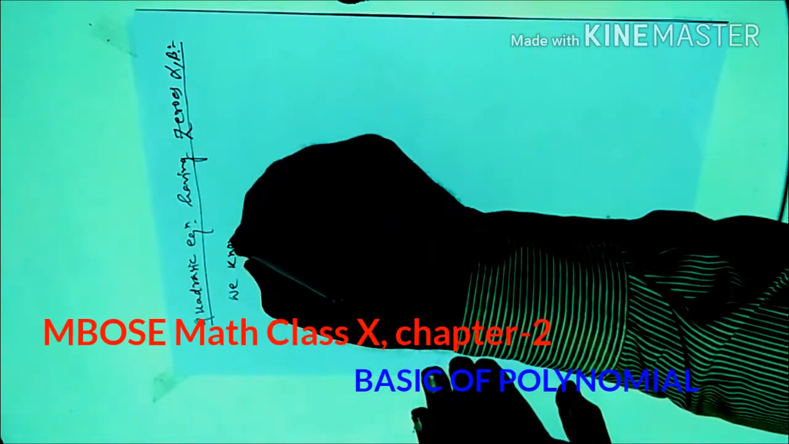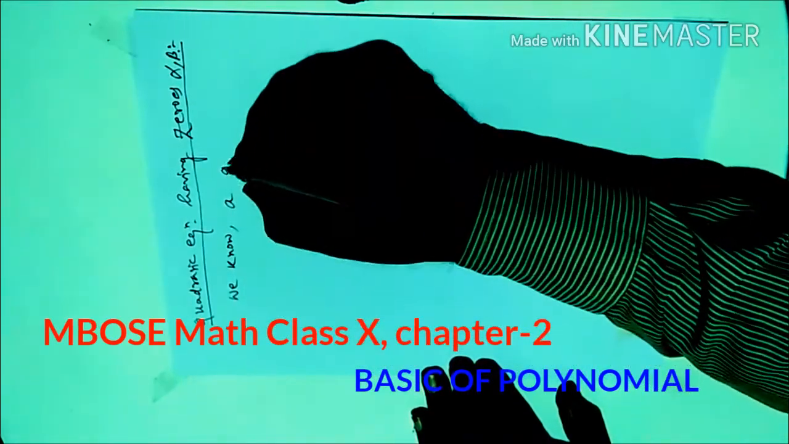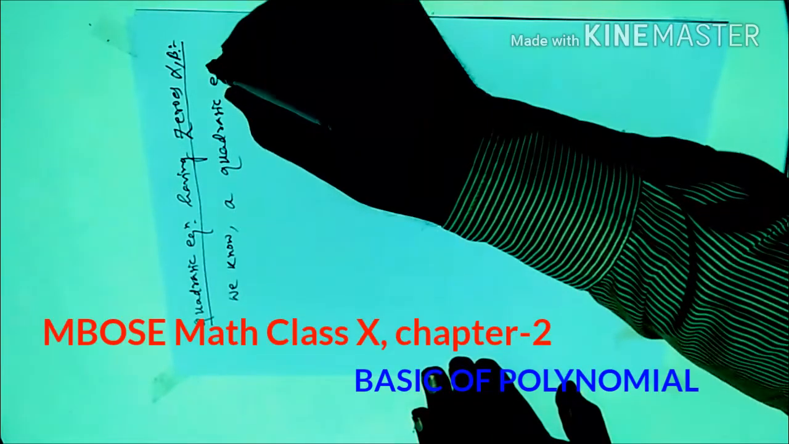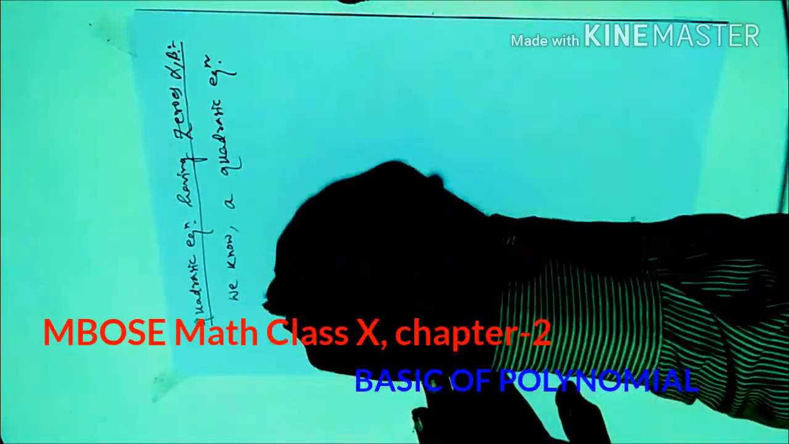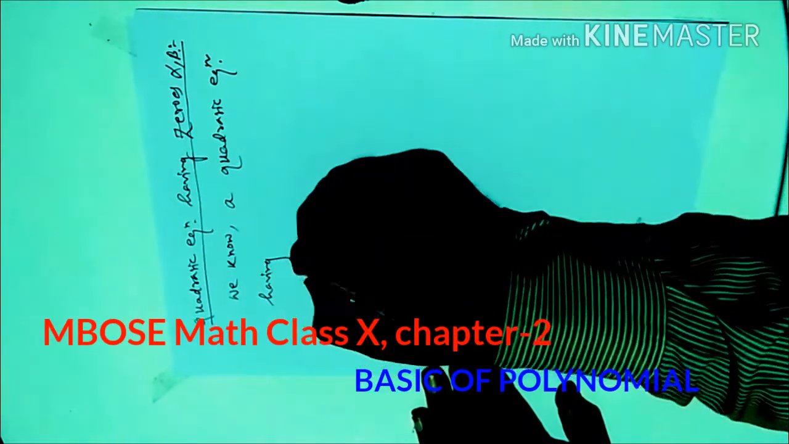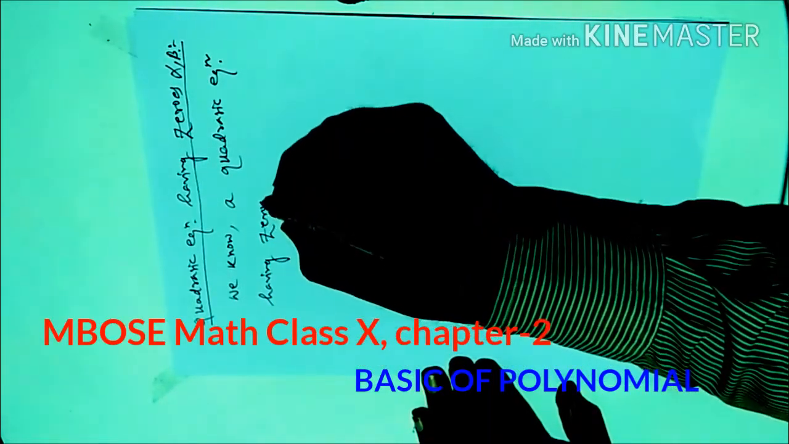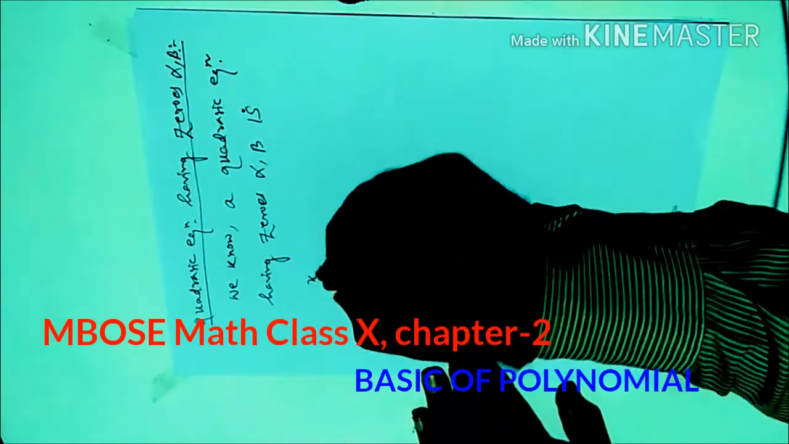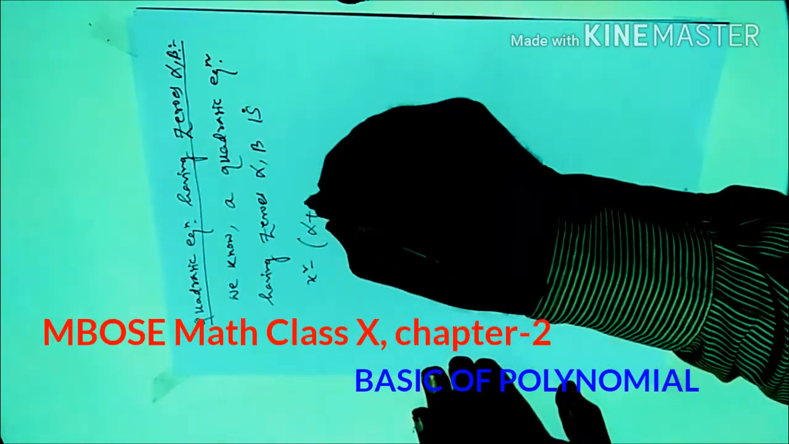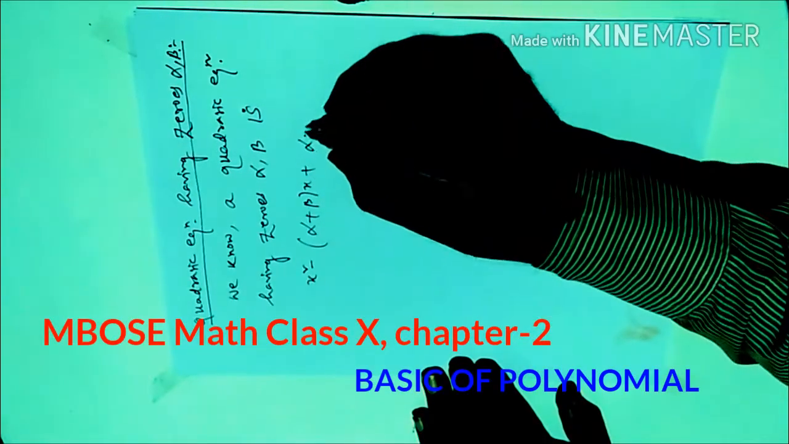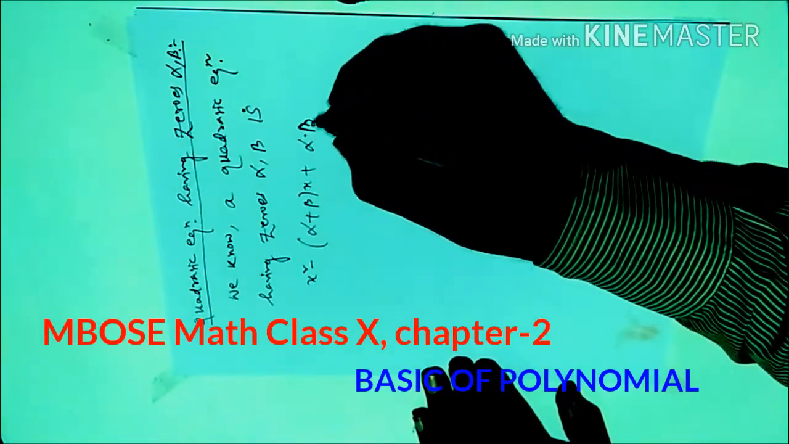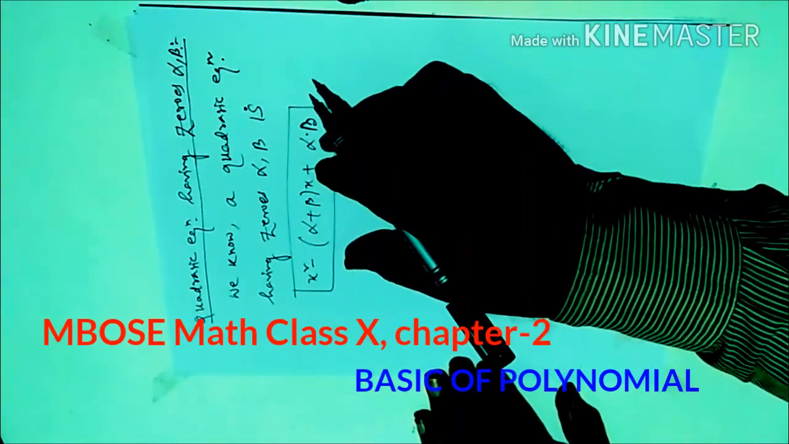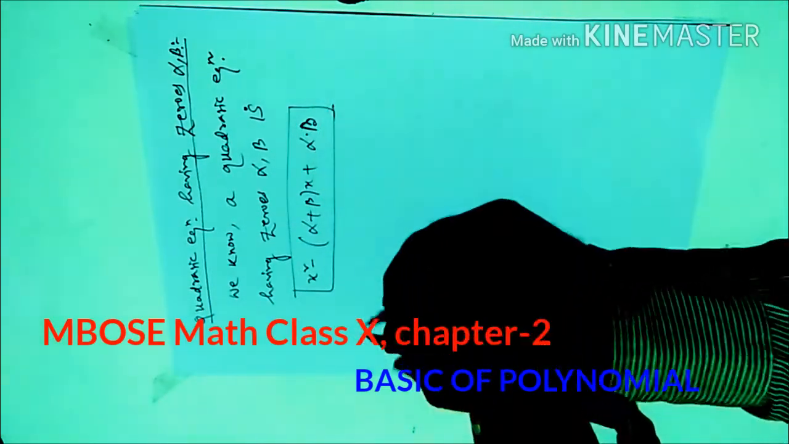So what is the quadratic equation having zeros alpha and beta? We know a quadratic equation, short form, a quadratic equation having zeros alpha and beta is x square minus (alpha plus beta) x plus alpha into beta. So this one I'll keep inside the box. This one will be required while we do the exercise.